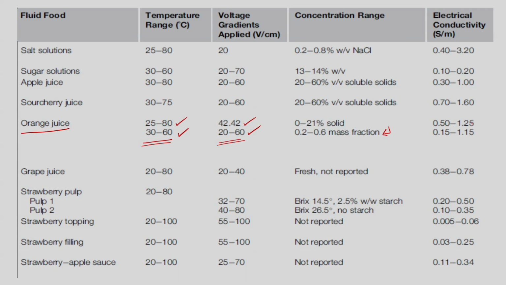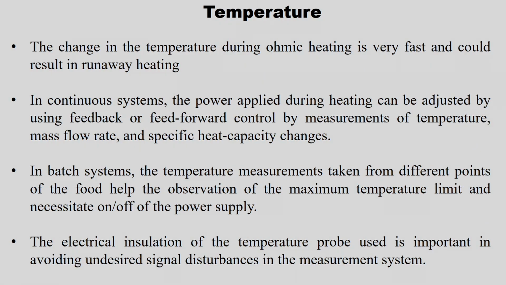The electrical conductivity is high when you apply 42.42 volts per cm and it contains 21% solids, but if you go for 0.2 to 0.6 mass fraction, your electrical conductivity decreases to 0.15 to 1.15 Siemens per meter. You can see such kinds of tables in the reference material given. The next important parameter is the temperature. We have seen about the electrical conductivity, because for ohmic heating to be applied, the food material should have electrical conductivity. That is what we have seen.